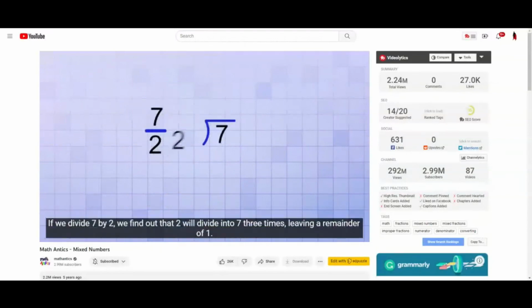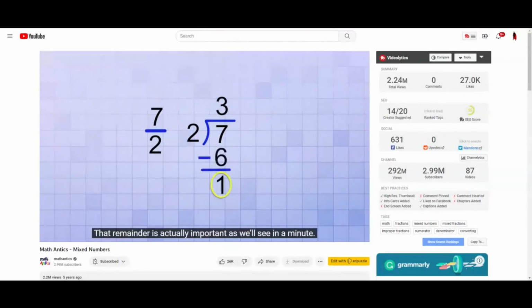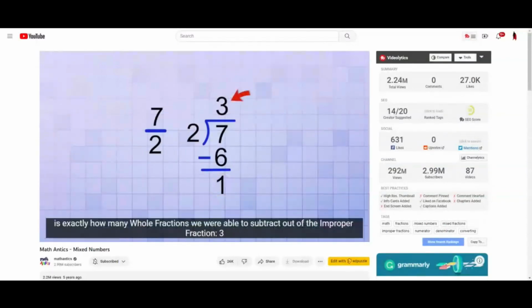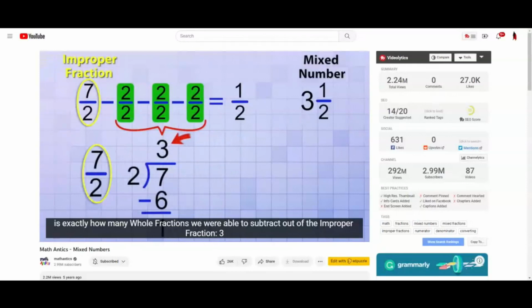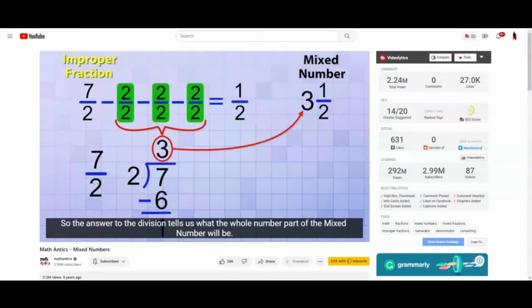If we divide 7 by 2, we find out that 2 will divide into 7 3 times, leaving a remainder of 1. That remainder is actually important, as we'll see in a minute. Notice that the answer to our division problem is exactly how many whole fractions we were able to subtract out of the improper fraction, 3. So the answer to the division tells us what the whole number part of the mixed number will be.